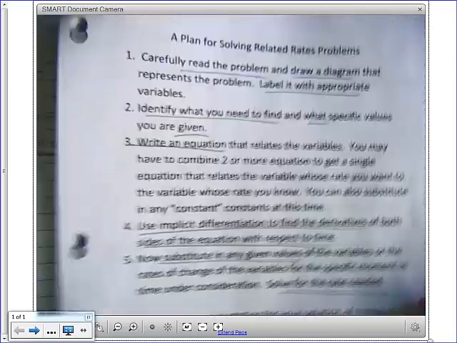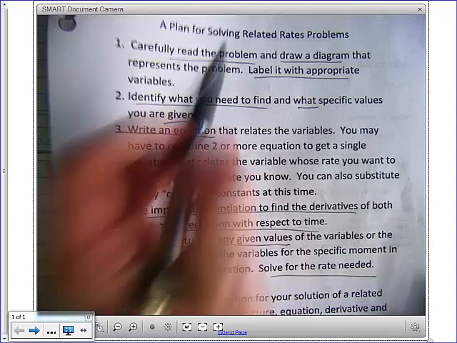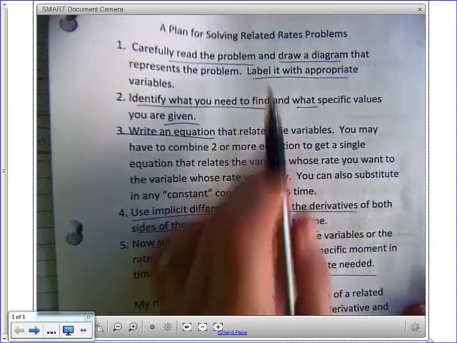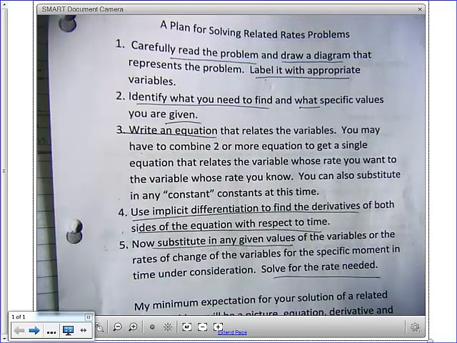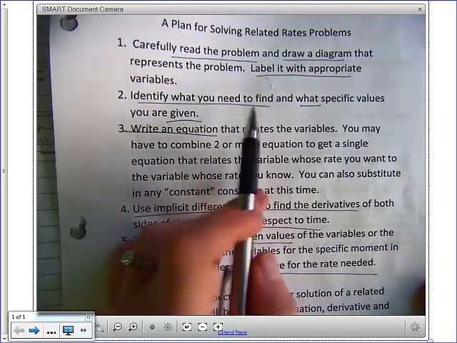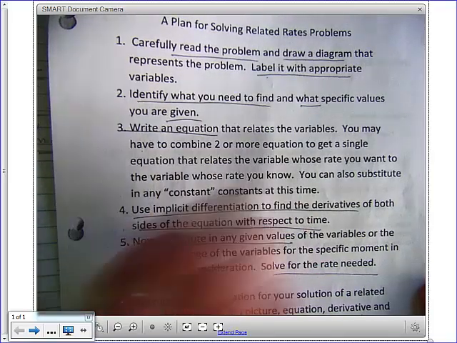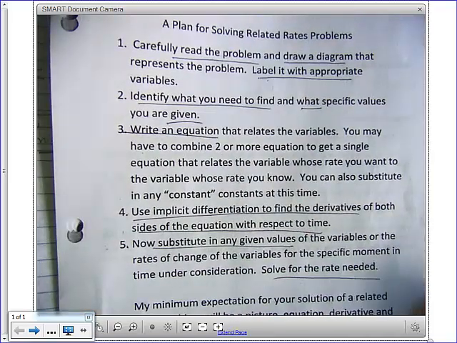We are actually going to look at solving related rate problems. We're going to carefully read the problem. We're going to draw a diagram. We're going to label it. Very first thing. Next thing, we're going to identify what we need and what we are given. Needed and given. Then we're going to write an equation.